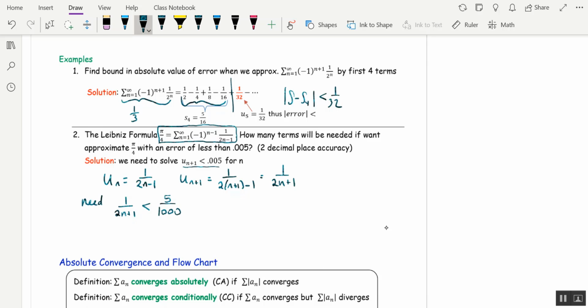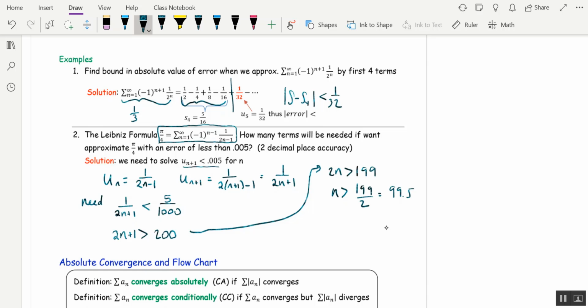Now, what I want to do is solve for n. So the first thing I'm going to do is flip both sides of this inequality so I have n upstairs. But when you flip both sides of an inequality, you have to change the direction of the inequality. So 2n plus 1 bigger than 1,000 over 5, which is 200. Okay, so we're almost there. I'm going to make an arrow and come over here. I've got 2n greater than 199. So n should be bigger than 199 over 2, which is 99.5.